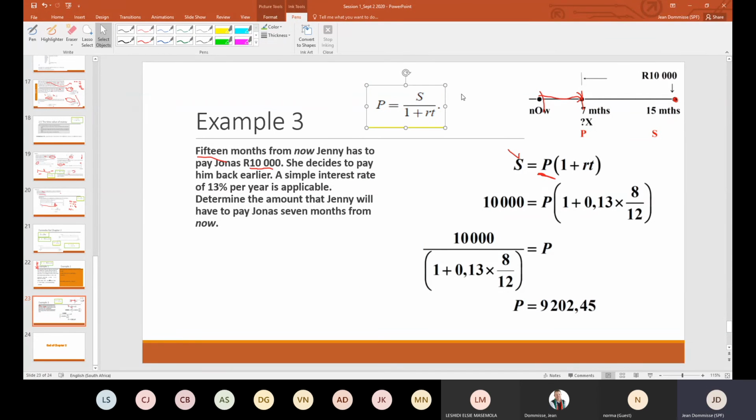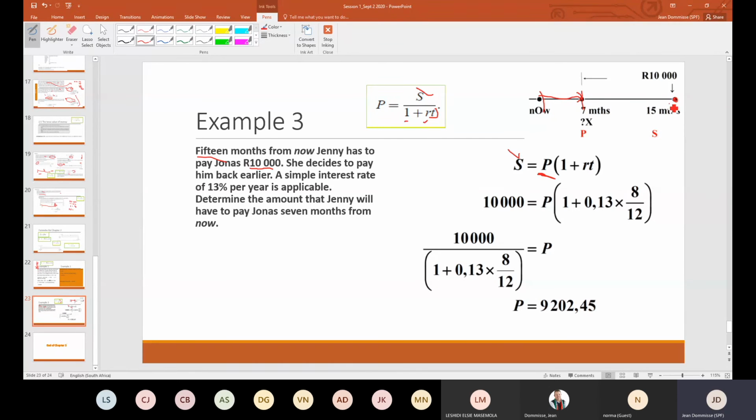So I know that S is the 1,000 or 10,000, so I've got that. That's sorted. The one we're not worried about, the interest rate, we've got: it is 13%. We need to work out that T. Well, we have it, but it's nearly discussed. So they tell us 15 months from now, it's 10,000.